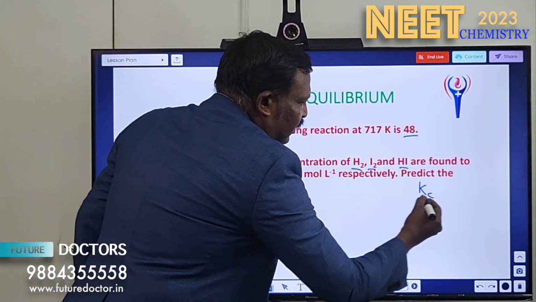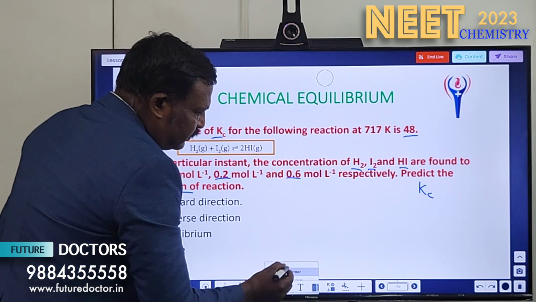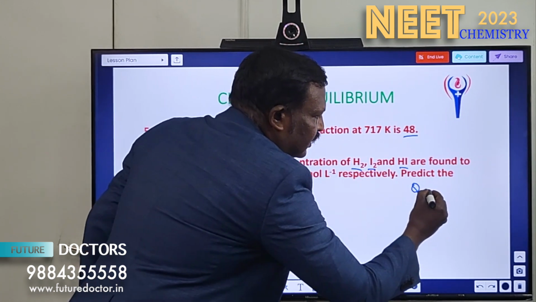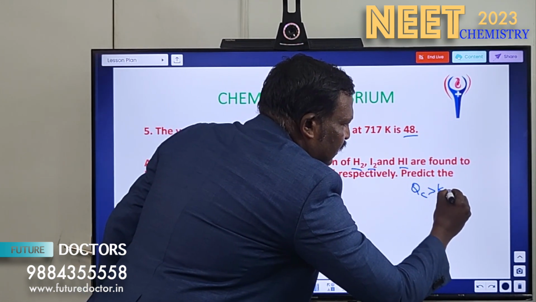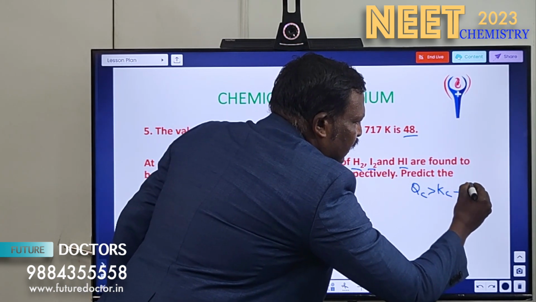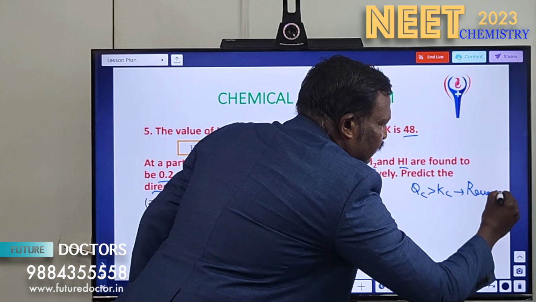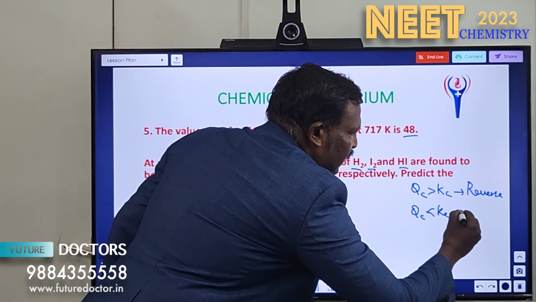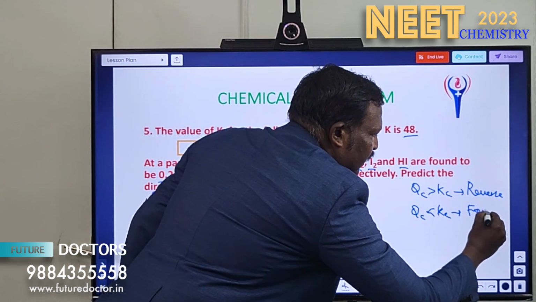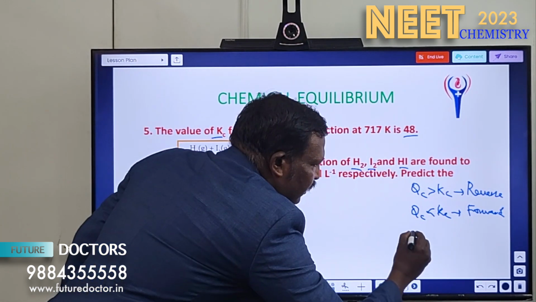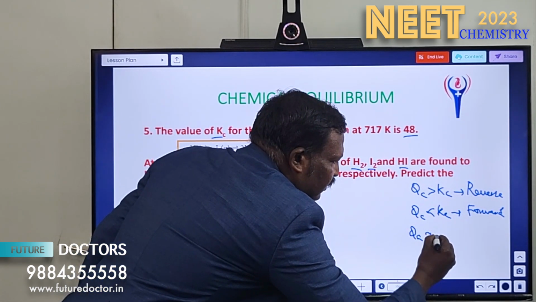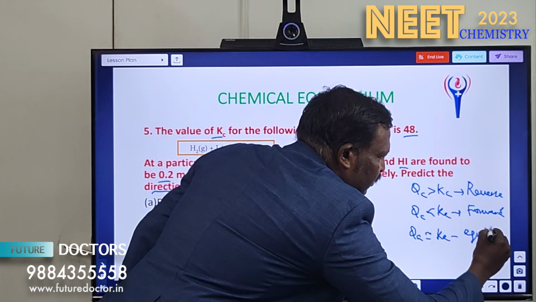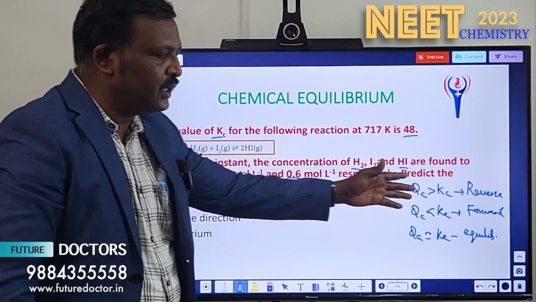Okay. So here, what are the things you have to memorize? You must know that if Qc, the reaction quotient, is greater than Kc, reverse reaction takes place. You have to memorize this one. If Qc is less than Kc, the forward reaction takes place. If Qc is equal to Kc, understood, then the reaction is at equilibrium. Just remember this one. If you know this condition, we can use it to solve the sum.